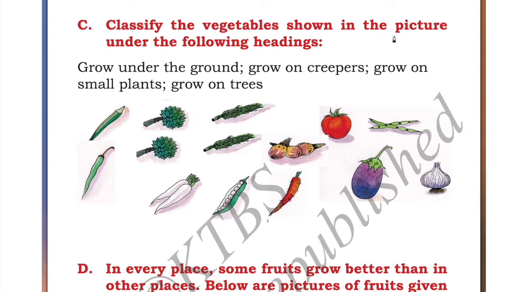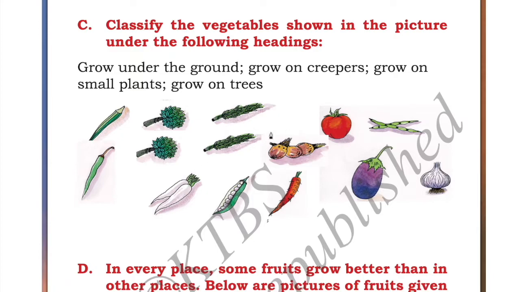Classify the vegetables shown in the picture under the following headings. So grow under the ground, grow on creepers, grow on small plants, and grow on trees. Let's try to classify them. First, look at the vegetables that you identify. So here we have onion or garlic. So both of them, they grow under the ground. Next, we have carrots. Carrots and radish, they grow under the ground as well.